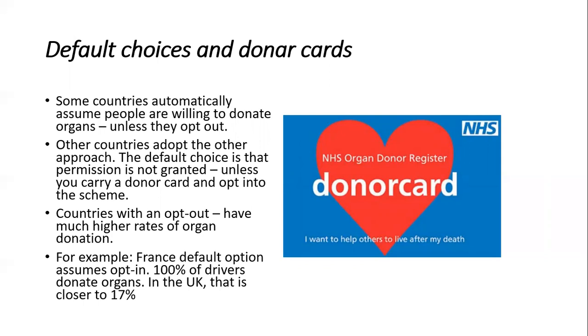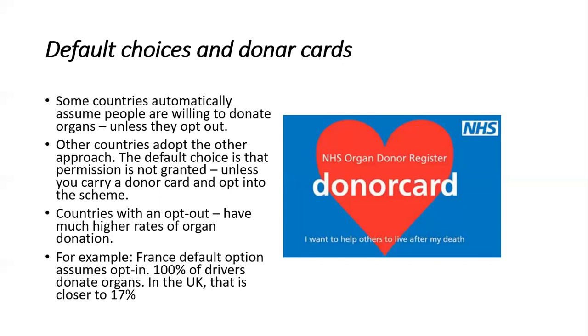Some countries automatically assume people are willing to donate organs unless they opt out. Other countries adopt the other approach. The default choice is that permission is not granted unless you carry a donor card and opt into the scheme. So in some countries, governments will say only those who step forward and are willing to donate their blood and organs can be donors. However, recently that law has changed in the UK.